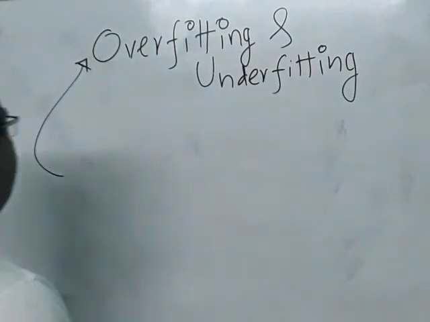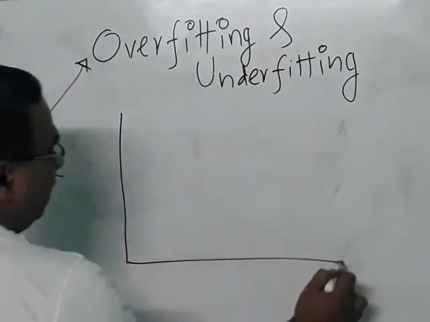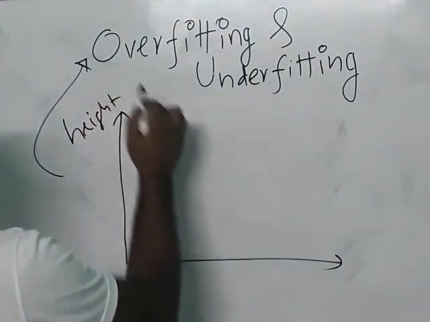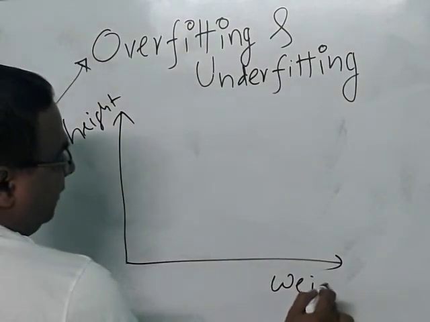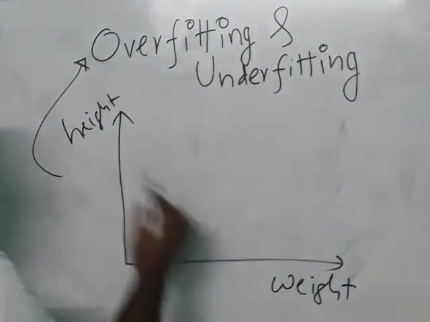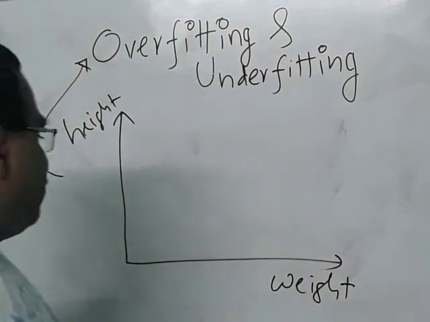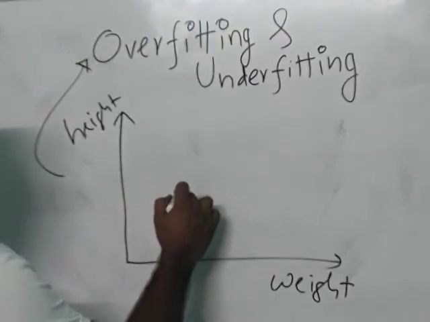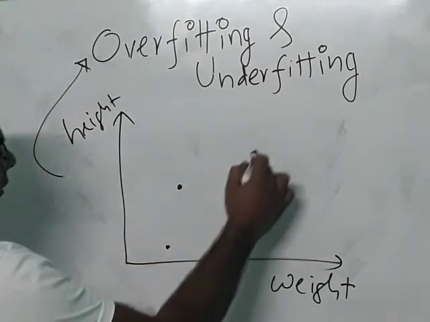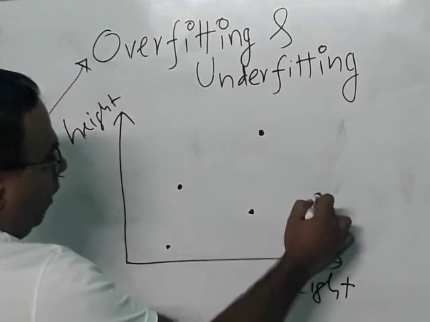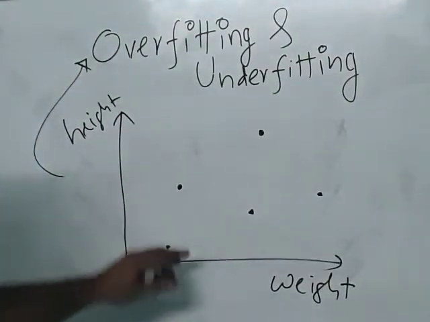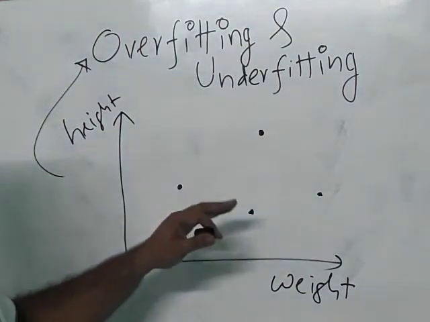So based on those values we can plot a graph. Here height is in the y-axis and weight is in the x-axis. You have height and you have weight. When you plot these values, let us assume that you got one point here, one point here, one point here, one point here. So these are the points you got.